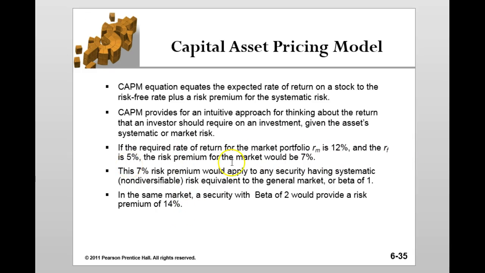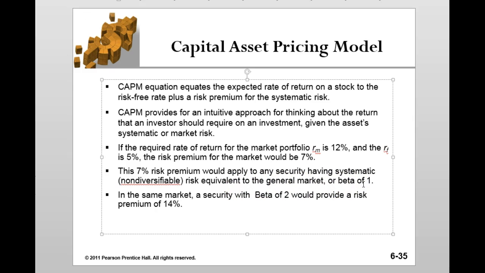If, and they give us a really good example, the rate of return for the market portfolio is 12%, and the risk-free rate is 5%, then the risk premium for the market would be 7%, so that's 12, the overall rate of return, minus the risk-free. So we have 7, a risk premium. The 7% risk premium could apply to any security having a systematic, non-diversifiable risk equivalent to the general market, or a beta of 1.